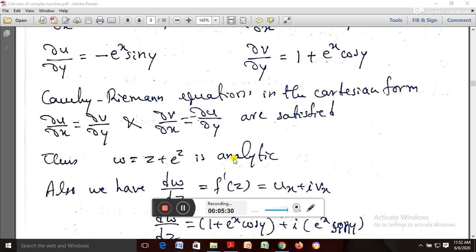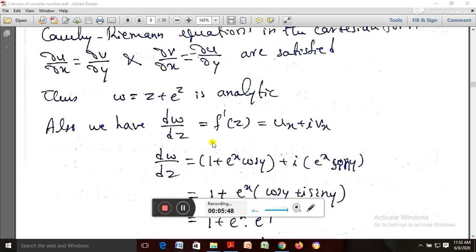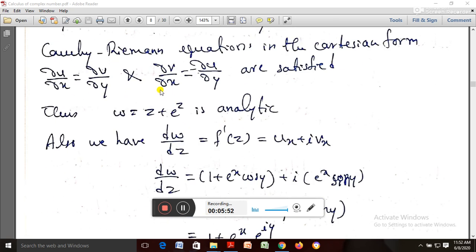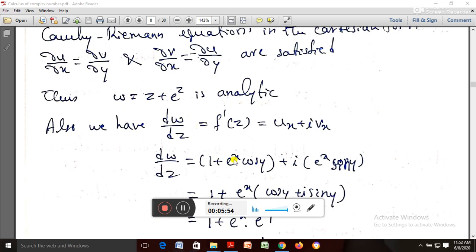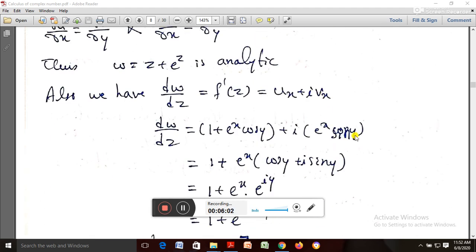Next they ask for the derivative. So to find the derivative, that is dw/dz, use the formula f dash of z is equal to u_x plus i into v_x, because we have taken the Cartesian form. Then f dash of z is equal to u_x, that is ∂u/∂x, already found here as 1 plus e raised to x cos y, plus i into ∂v/∂x, already calculated. ∂v/∂x is e raised to x into sin y.